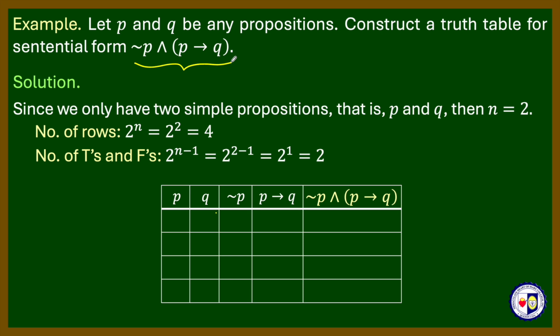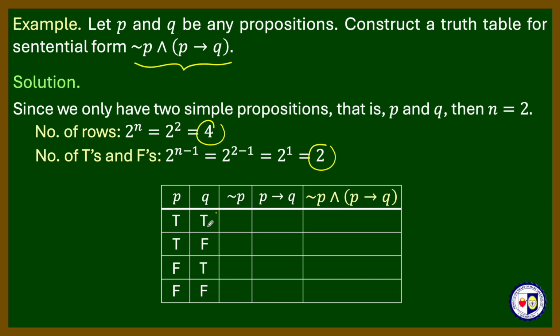Now, we are ready to place all the possible combinations of T's and F's. So here, we have 2 T's and 2 F's, like we said for the number of T's and number of F's. And 2 plus 2, that is the total number of rows, which is 4. Now, for column Q, check carefully the alternate positioning of our T's and F's.